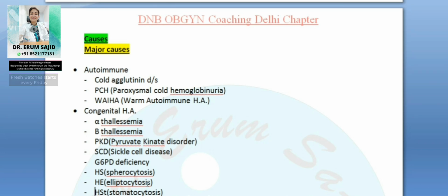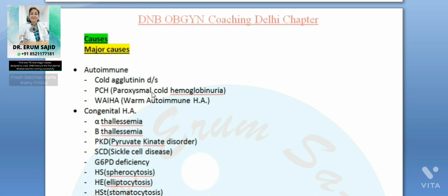So let me first start with the major causes of hemolytic anemia, the most important being the autoimmune causes. For example, the cold agglutinin disease, paroxysmal cold hemoglobinuria. As I go through it, I've written down the short forms because these will be coming again and again, and I cannot all the time write down the whole stuff. So warm autoimmune antibody hemagglutination. These were autoimmune causes.